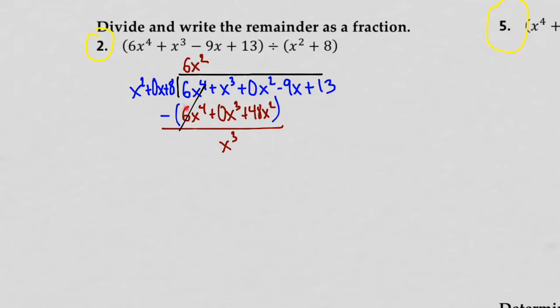0x squared minus 48x squared is negative, right? Negative 48x squared. Here we go. Bring down the negative 9x, and let's try again. What you do now is you again look at the first term, and you figure out what this times what gives me that. That was pretty simple, right? X squared times x gives me x cubed. So it's just x. Now take that x and multiply times all three of these.